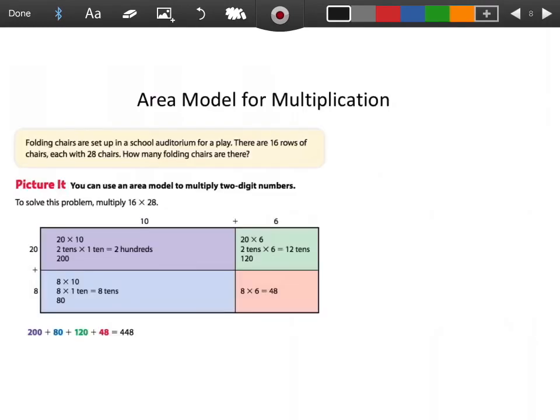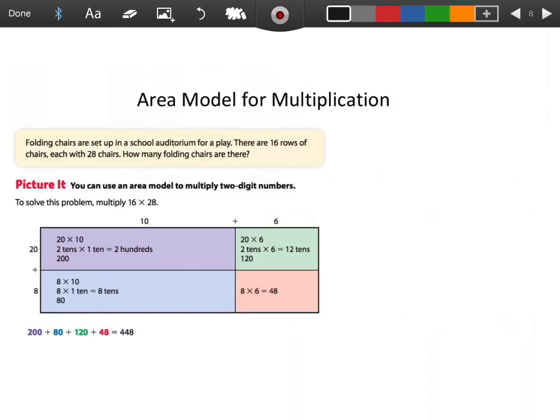Now, let's look at an example for an area model for multiplication. Let's read this word problem. Folding chairs are set up in a school auditorium for a play. There are 16 rows of chairs, each with 28 chairs. How many folding chairs are there? Now I'm a good reader, so I'm going to read that again. Folding chairs are set up in a school auditorium for a play. There are 16 rows of chairs, each with 28 chairs. How many folding chairs are there?